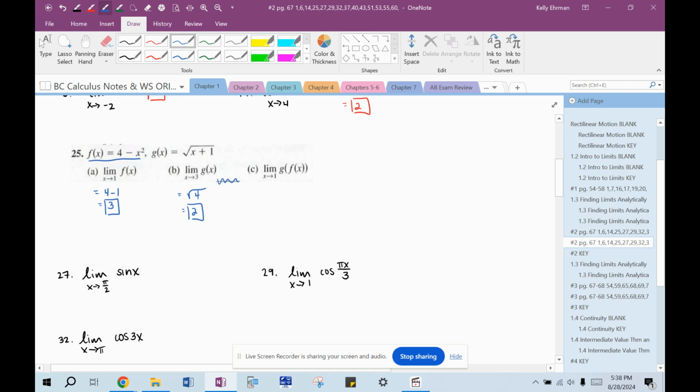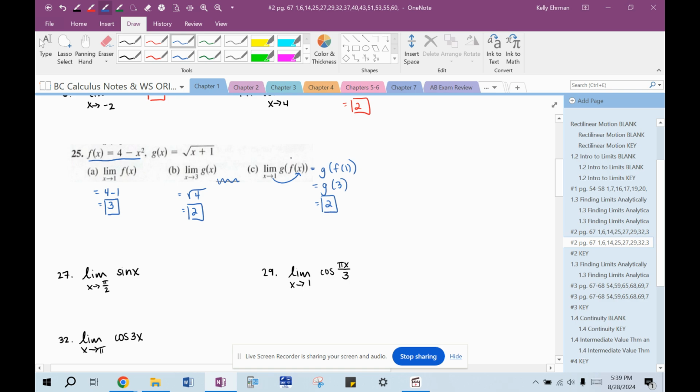And then the limit as x approaches 1 of g of f of x. Now, I'm not going to find g of f of x. I could plug f into g, I suppose. But I could also just say that's equal to, direct substitution still works here, g of f of 1. F of 1 is equal to 3. So now this is g of 3. And g of 3 is equal to square root of 4, which is 2.